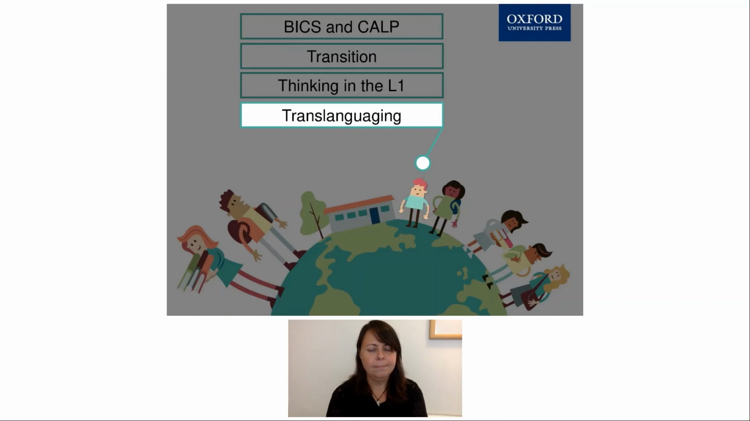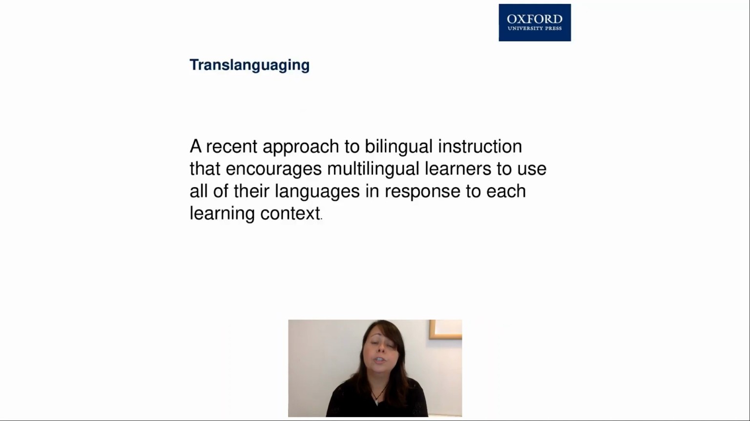Another idea of bringing L1 into EMI programs is what's called translanguaging. This is a recent approach to bilingual instruction that encourages multilingual learners to use all of their languages in response to each learning content.